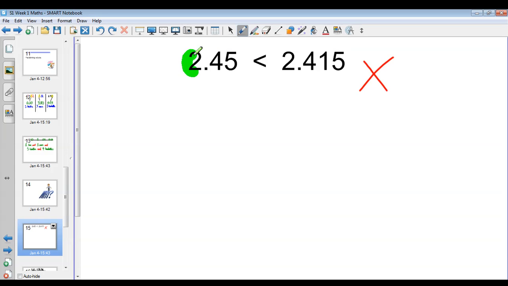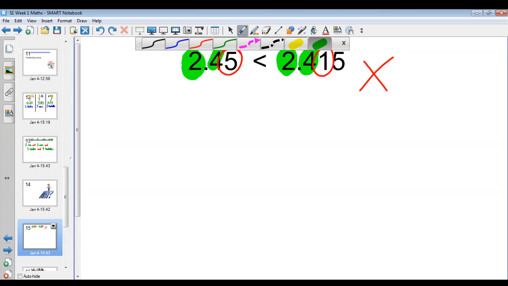First thing I'm going to do is look at the ones. 2 and 2 are equal, 2 wholes each. Then I'm going to look at the tenths. 4 tenths and 4 tenths. They are equal. Okay, now I'll move on to the hundredths. I've got 5 hundredths and 1 hundredth.